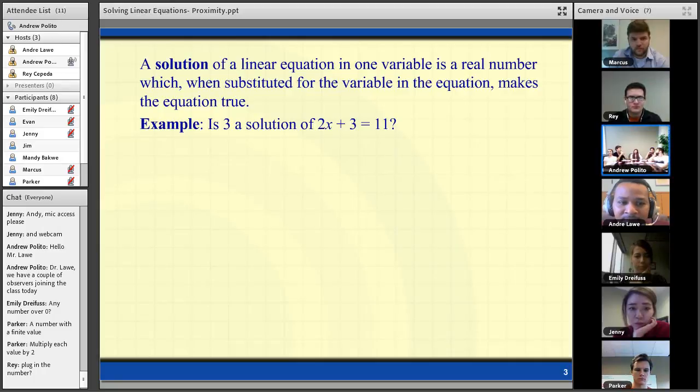Plug in 3 for x. Yeah, so we want to go ahead and plug in. That's a good word. Or we could say we substitute. When we substitute the value for x, we rewrite the expression using that value. In this case, we take the x and replace it with 3.